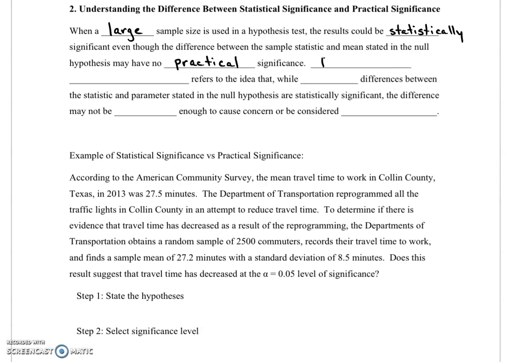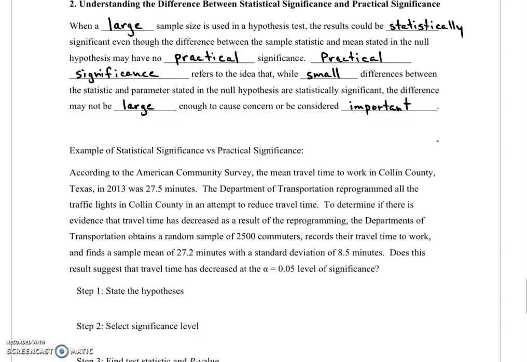Practical significance refers to the idea that while small differences between the statistic and parameter stated in the null hypothesis are statistically significant, the difference may not be large enough to cause concern or be considered important. Let's look at an example of that.